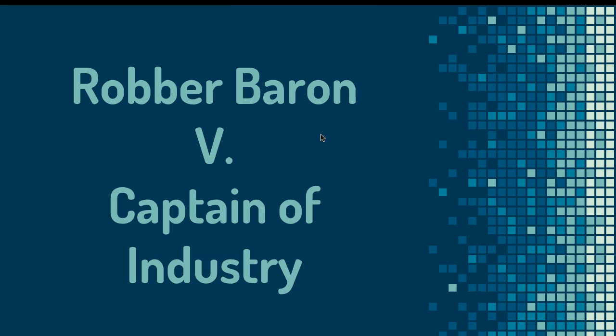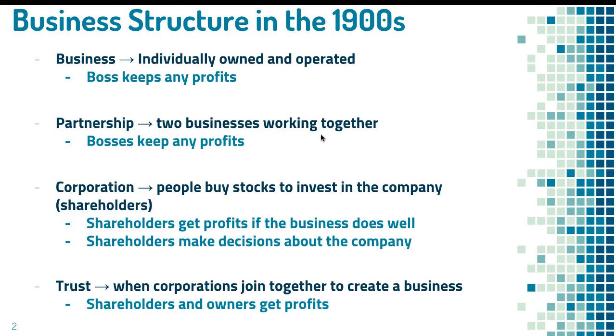But before we get there, we're going to talk about 4 different types of business structures and how businesses work. So the first type of business is a sole proprietorship. That means it's individually owned and operated. One person or one family owns and operates it, and the boss keeps all the profits. For example, if I start a pencil selling business, I am the owner, and I operate it, and I make all the money from any pencils that I sell. So I would have a sole proprietorship.